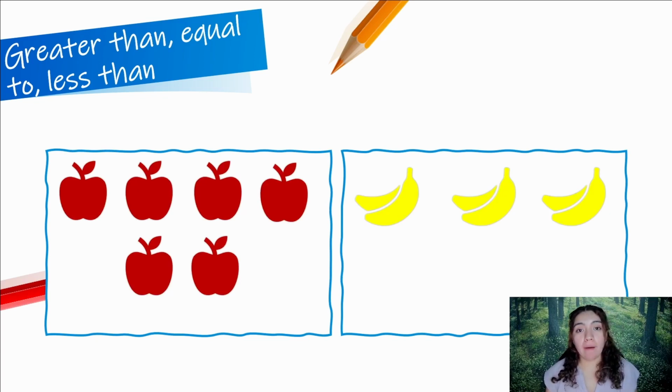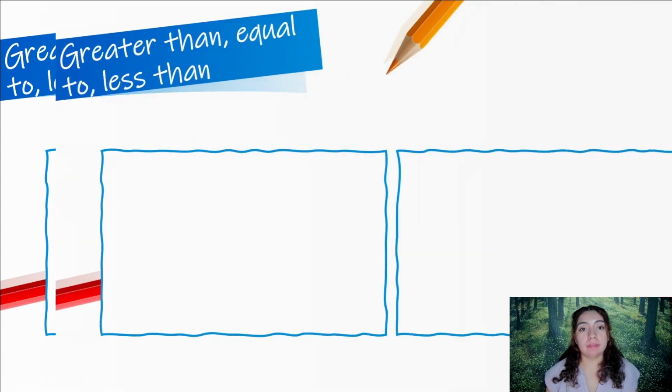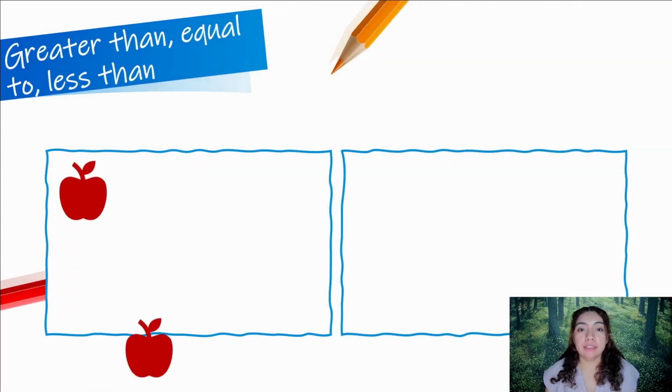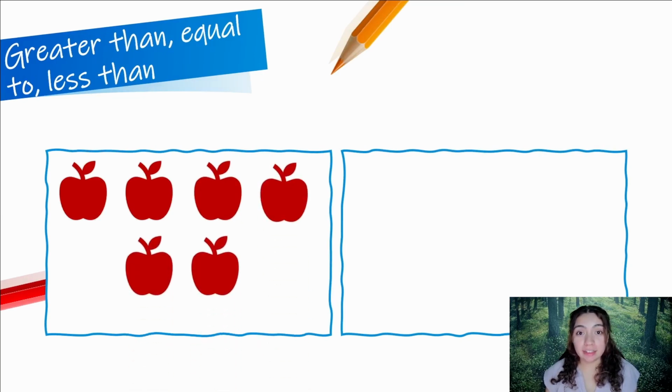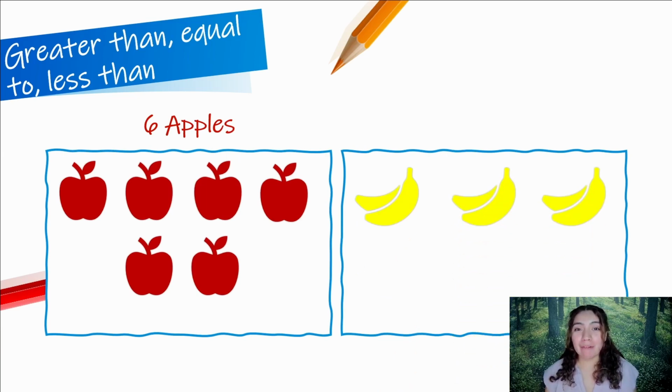Let's first count how many apples we have. 1, 2, 3, 4, 5, 6. We have 6 apples. Now let's count how many bananas we have. 1, 2, 3. We have 3 bananas. Are these groups equal to each other? Do they have the same amount of things? No, that's silly. These groups are not equal to each other.